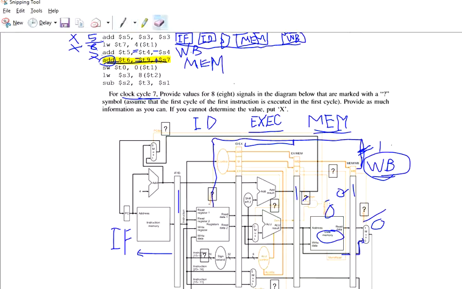Let me go ahead and remove this line right here because that is kind of confusing. So memory write is 0, memory read is 0, and we're not branching anywhere either, so this is going to be 0 as well. Let's remove that line because that is confusing too. Okay, that's just for clarification.